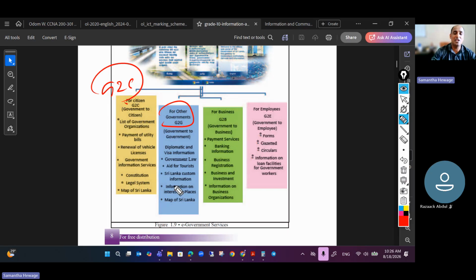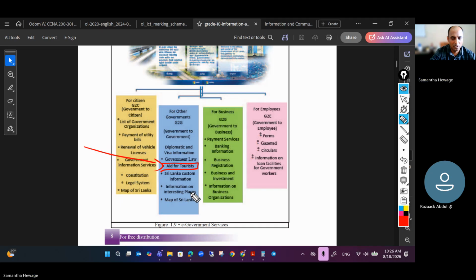I want to get some detail about the Indian government organization, so I can check their government to government organization, their government law. Let's say now the Indian government needs to get some idea about tourists: how Indians come to Sri Lanka to visit, what kind of services they can get, what benefits they will get, what kind of areas they can visit, right?